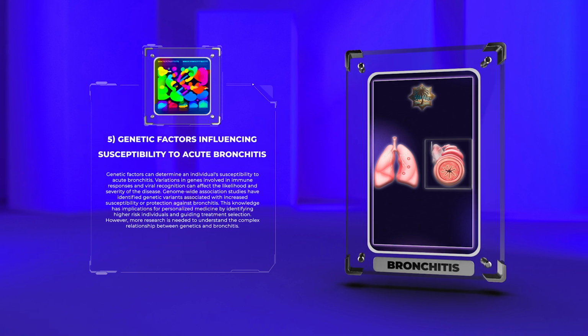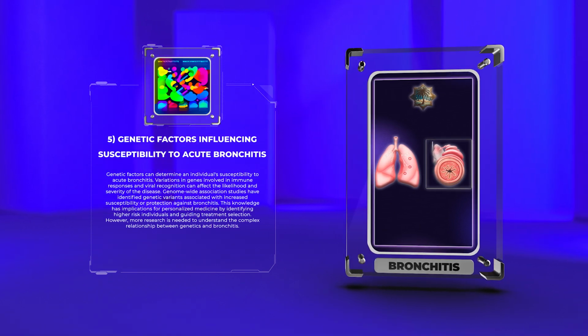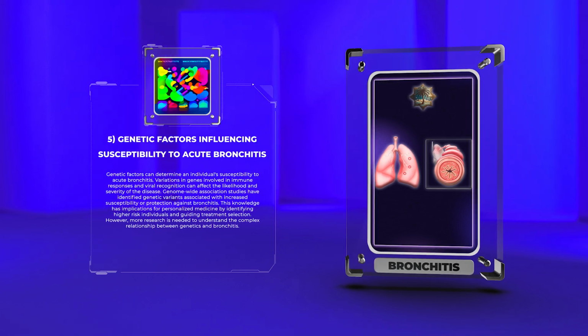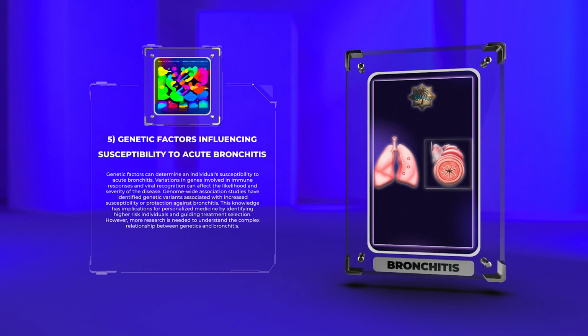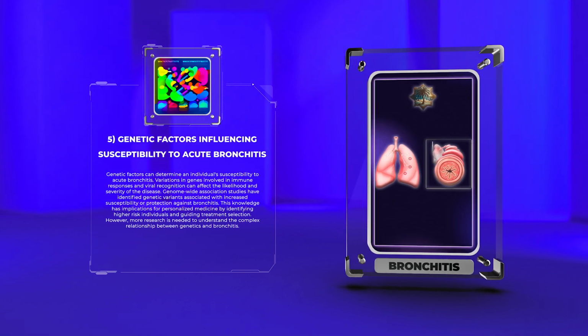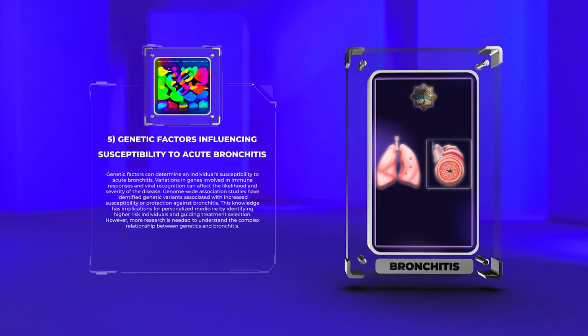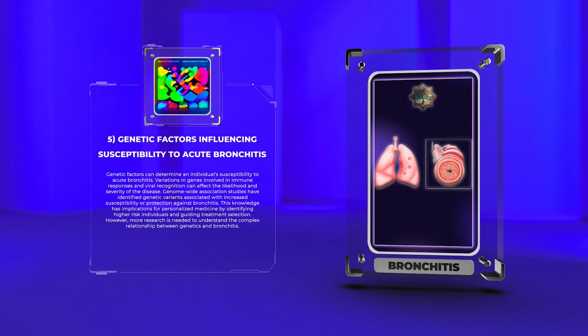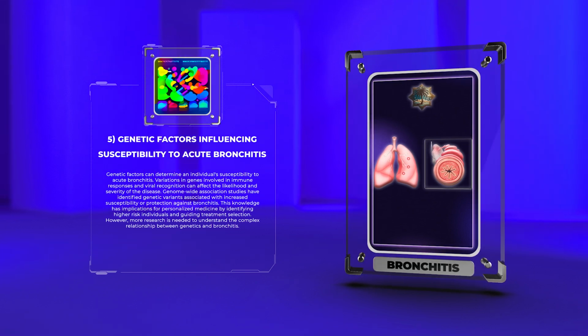Variations in genes involved in immune responses and viral recognition can affect the likelihood and severity of the disease. Genome-wide association studies have identified genetic variants associated with increased susceptibility or protection against bronchitis. This knowledge has implications for personalized medicine by identifying higher-risk individuals and guiding treatment selection. However, more research is needed to understand the complex relationship between genetics and bronchitis.